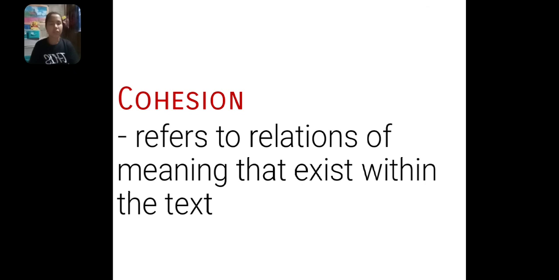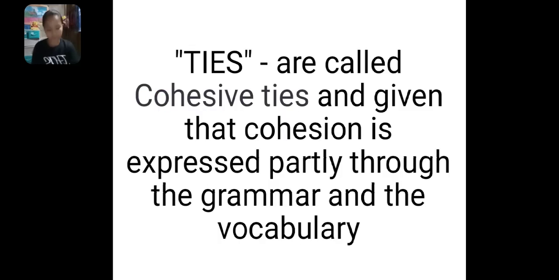Next are cohesion and coherence. First is cohesion. Cohesion refers to the relations of meaning that exist within the text. For a text to have texture, it must include ties, ties that bind it together. These ties are called cohesive.